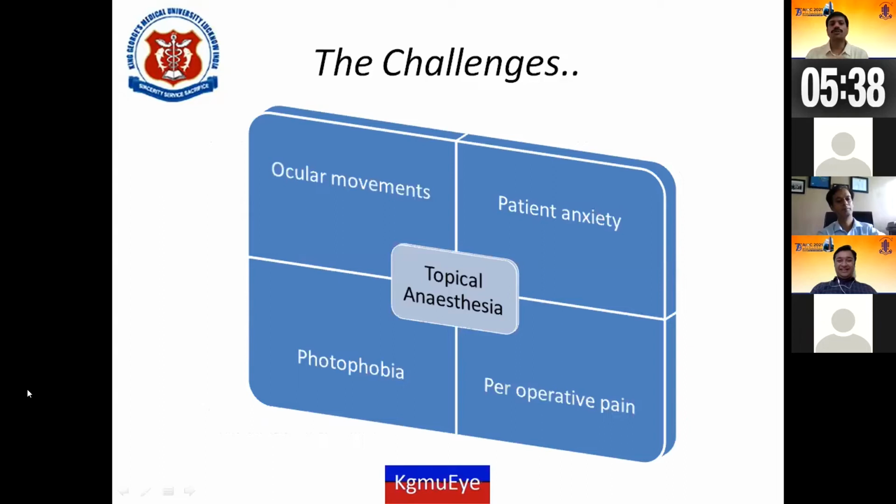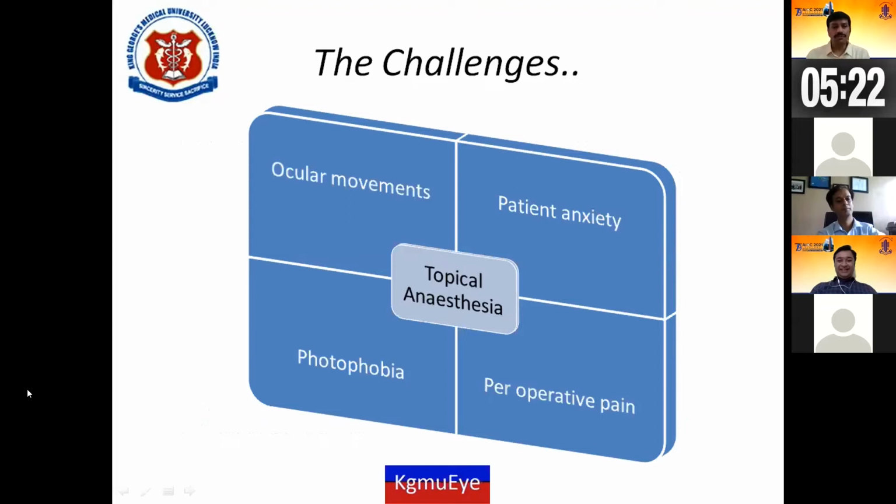But when it comes to the surgeon, if somebody has to move to topical, obviously there are so many doubts which we have. How are we going to manage the ocular movement? How are we going to see that we have adequate exposure?